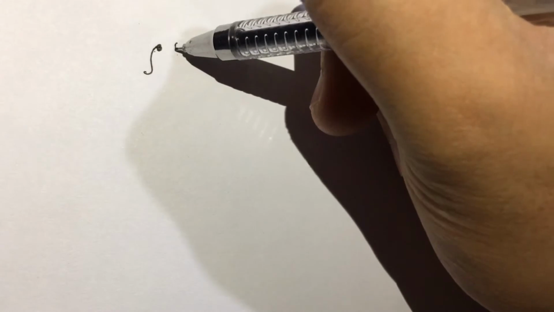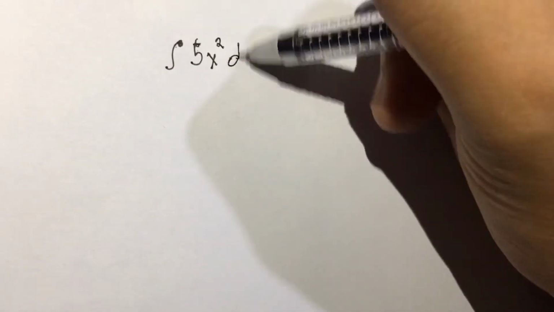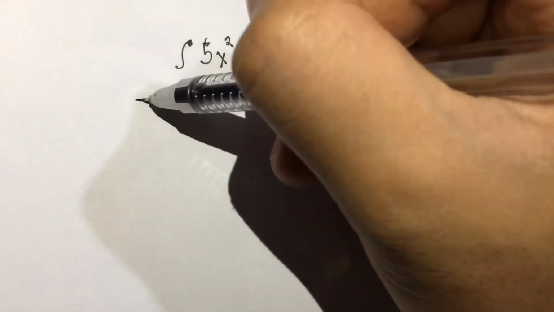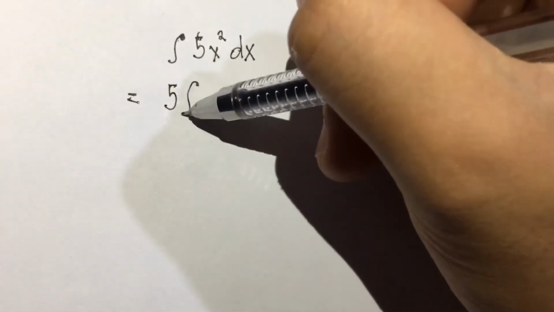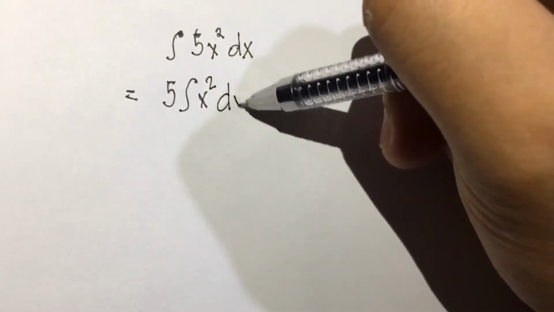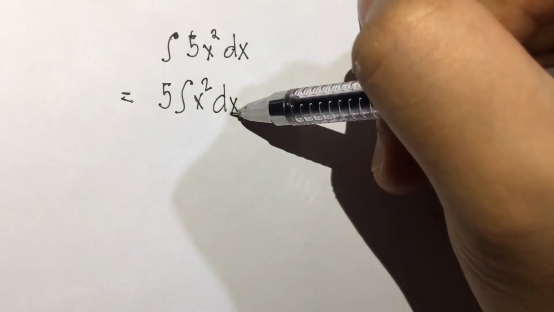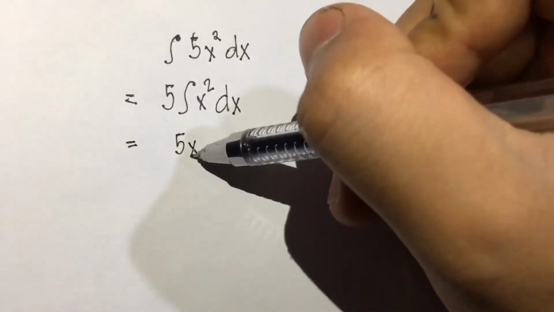Suppose we want to find the indefinite integral of the expression 5x squared. The constant coefficient rule tells us that the indefinite integral of this expression is equal to the indefinite integral of x squared multiplied by 5. Now, we just apply the power rule to x squared.